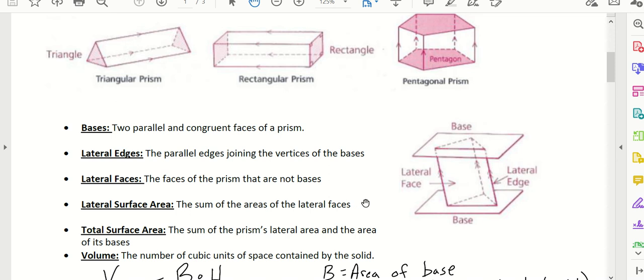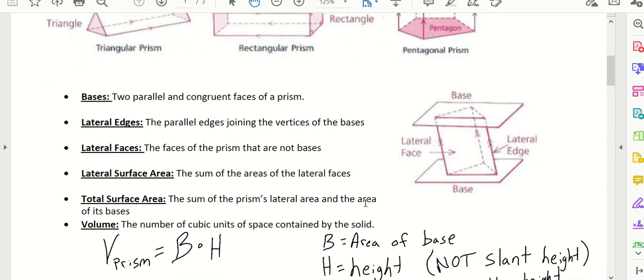Lateral surface area is the sum of the areas of the lateral faces. So to find the lateral surface area, you would find the area of these three rectangles, and you would add them up together. Total surface area is the sum of the prism's lateral surface area and the area of its bases. So it's the area of all the faces.